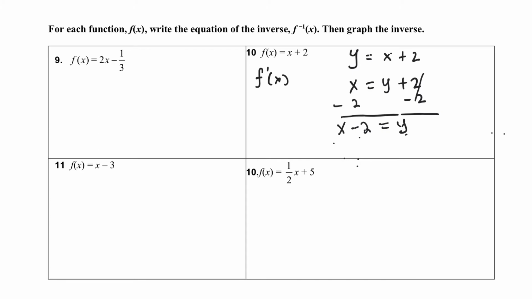So what I'm going to do is go ahead and write the inverse. So the inverse of f is going to be x minus 2. This is not complete because you have to graph this equation using either Desmos or your Inspire. Okay.